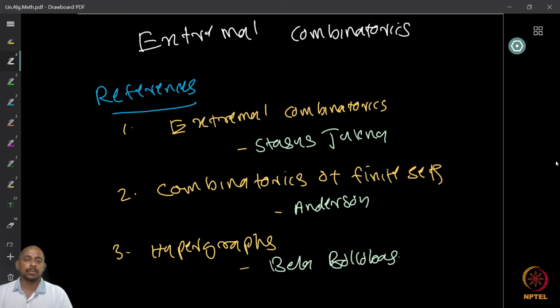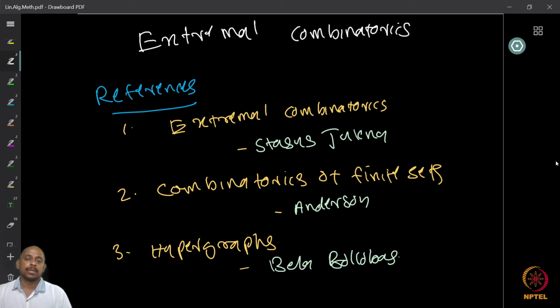So here are some nice books. The first book is an excellent read, very easy to read and very nicely written. Extremal Combinatorics with Applications to Computer Science is the full title, and it's by Stasys Jukna. It's written in a very beautiful manner, and it has a nice collection of lots of exercises, questions, and results. And the presentation is so beautiful and very easy to read.